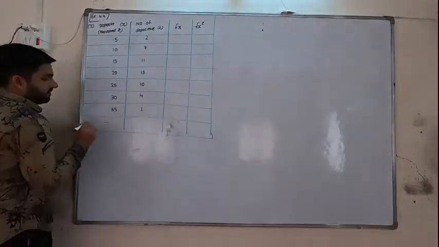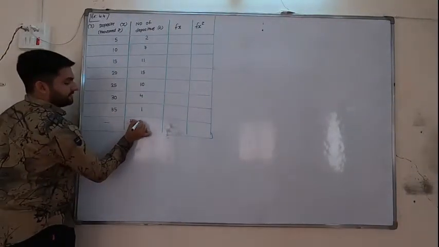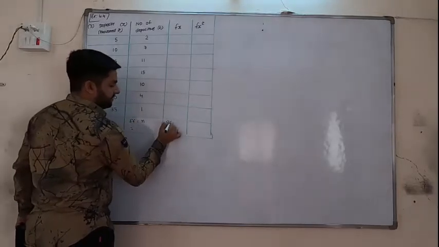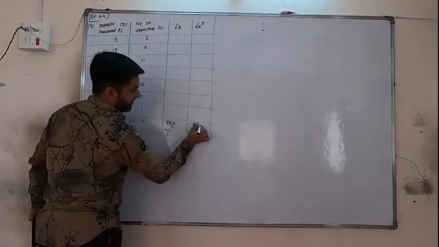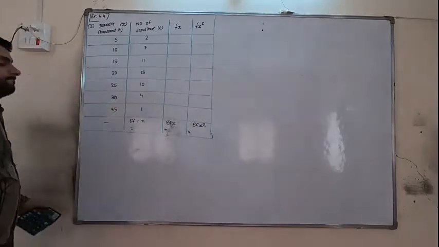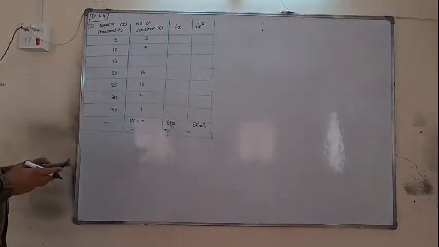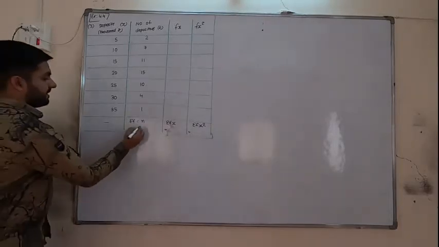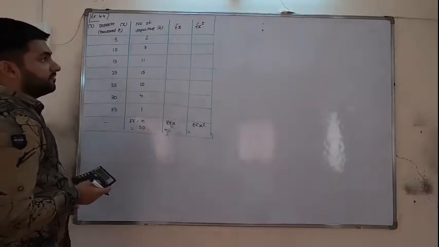Okay. X total is not required. Sigma f will be our n. Sigma fx square. The frequencies are 2, 7, 11, 15, 10, 4, 1. N is 50. Now first we will find mean.